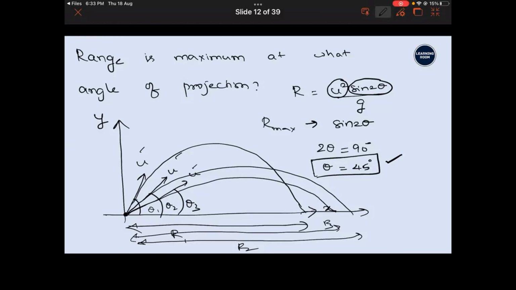So what did I say? When the particle is projected with the same velocity but at different angles, for the angle of projection equal to 45 degrees, the range is going to be maximum. Make a note of it.